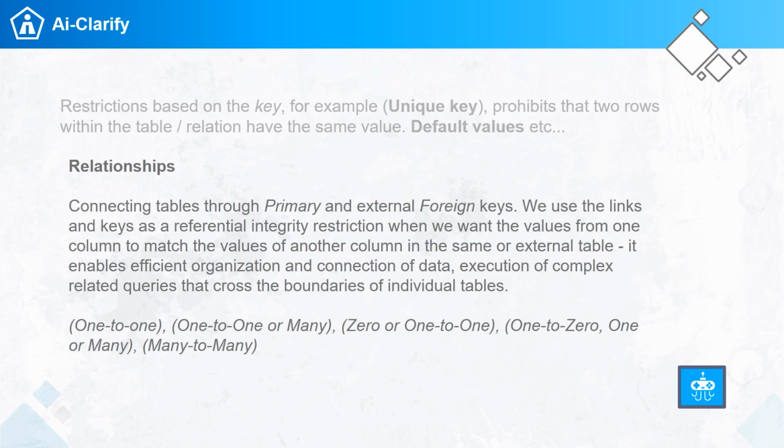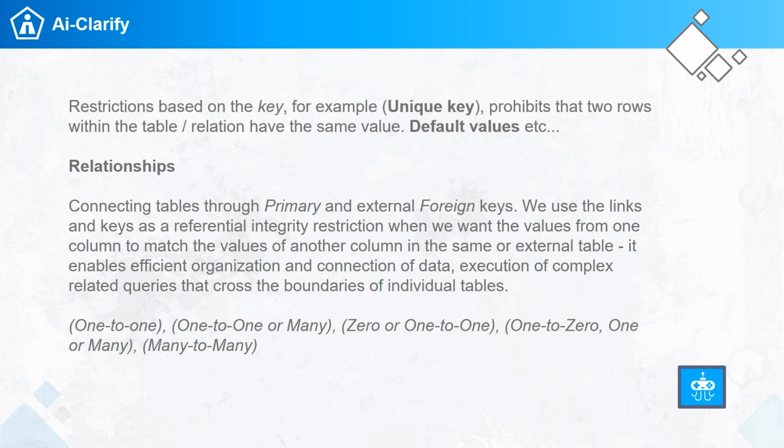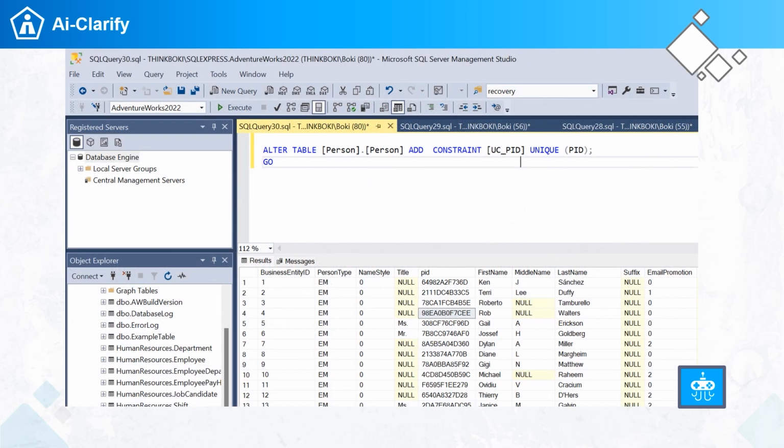Key-based constraints are based on each row. The best example of such a restriction is unique, which prohibits 2 rows within the column to have the same value. So, for example, if we create a unique constraint on the field personal identification number, the constraint will not allow creation or update of that specific number as the number already exists.